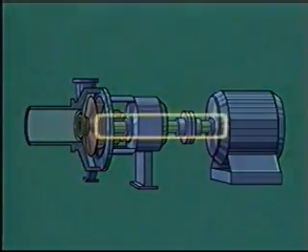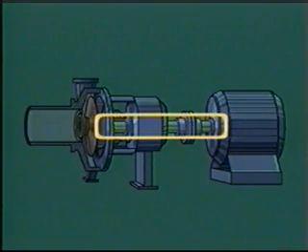This is the shaft. It's connected to a driver, which might be an electric motor, an engine, or a steam turbine. The shaft turns the impeller. Steel is the most common material for shafts.